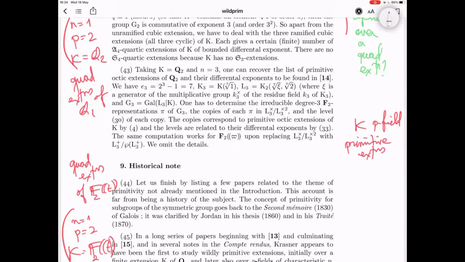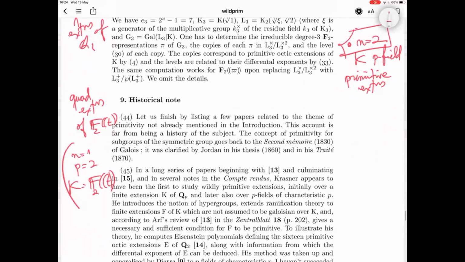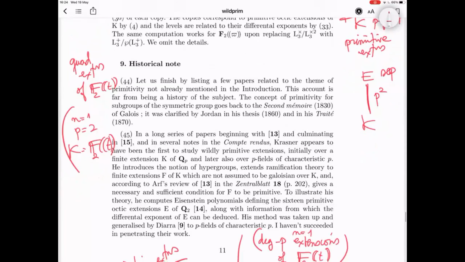So let's also take the special case n equal to 2. I mean, n equal to 1, this question doesn't make sense. So n equal to 2 is the smallest case where it makes sense. Suppose I have a separable extension E of K of degree p squared. It's an extension of degree p squared.